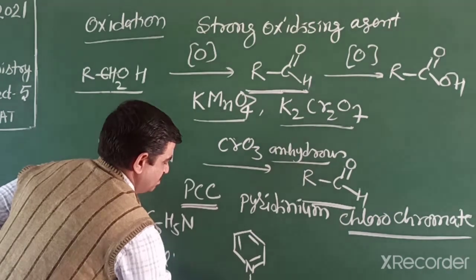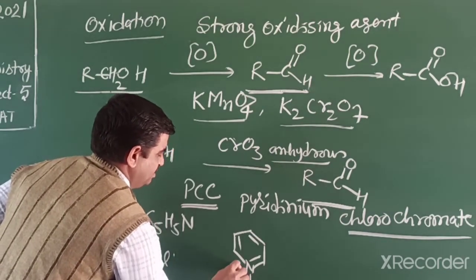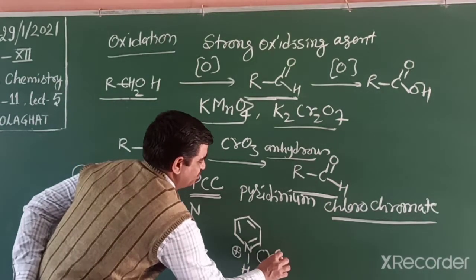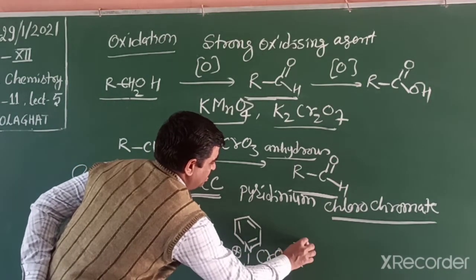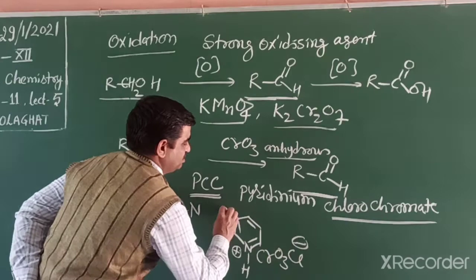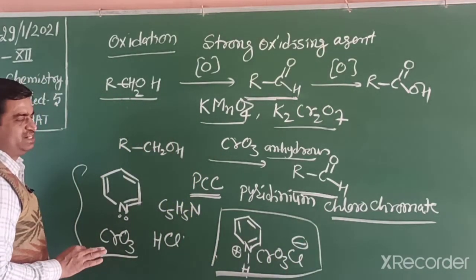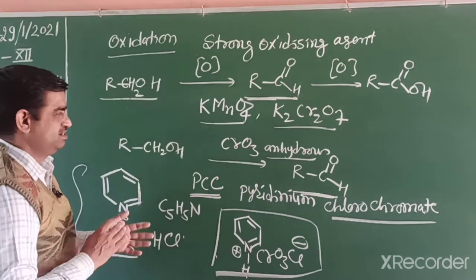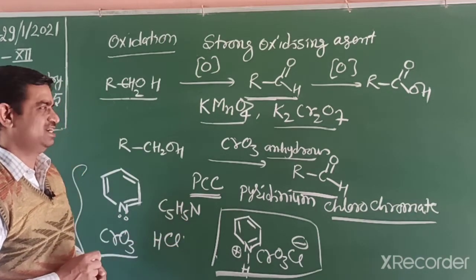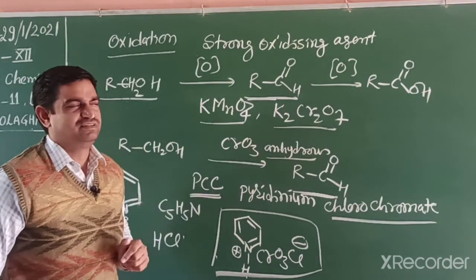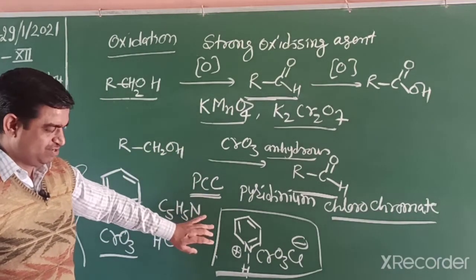Pyridinium. It abstracts the proton and it is positively charged. Pyridinium CrO3Cl minus. This one is the PCC structure, pyridinium chlorochromate. This reagent can be used as an oxidizing agent to convert alcohol into aldehyde. So this reagent is very useful.